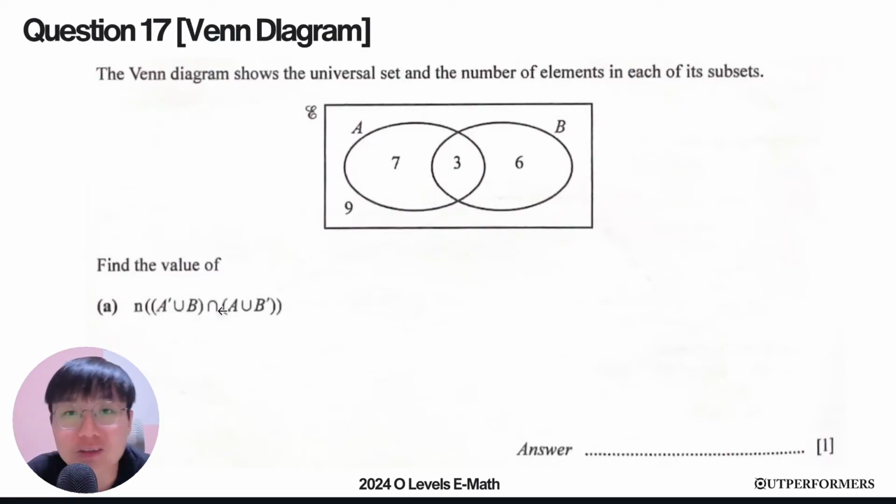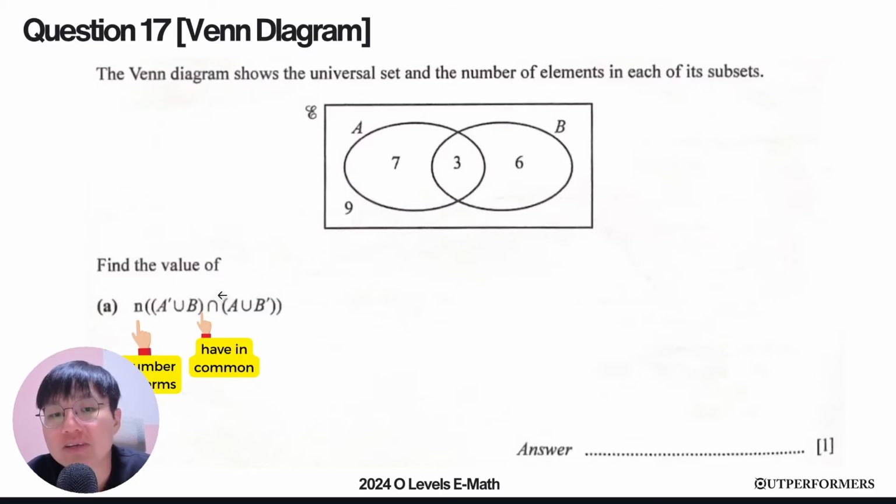Okay, it looks a bit scary, right? But let's dissect the notation together. Firstly, we have the N in front. This N in front, by the notation itself, we understand it to be the number of terms or the number of elements. Next, we want to find where both of them have in common. So this intersection over here means intersect. We want to find what this and this have in common.